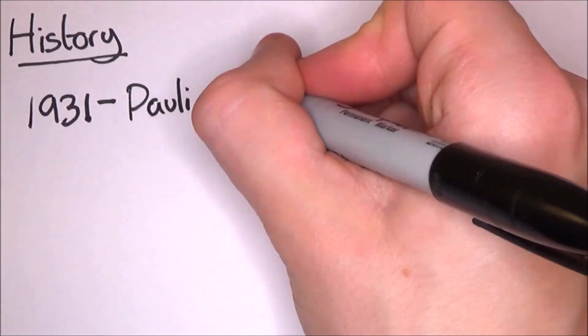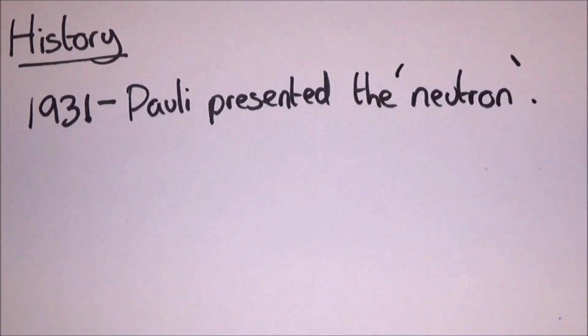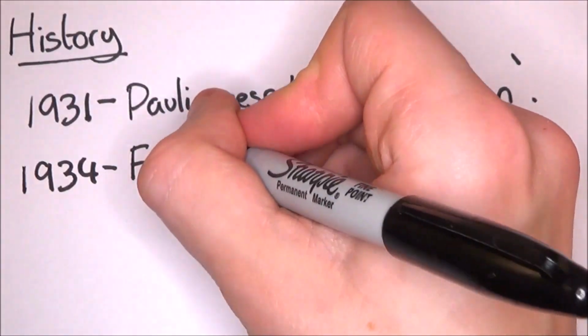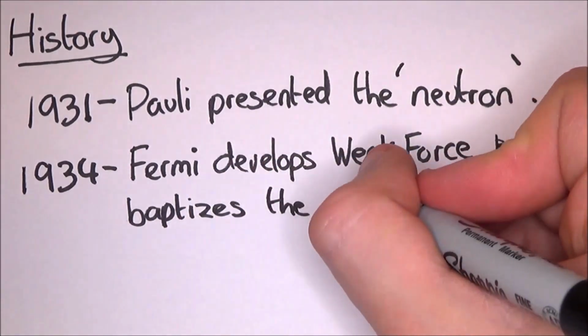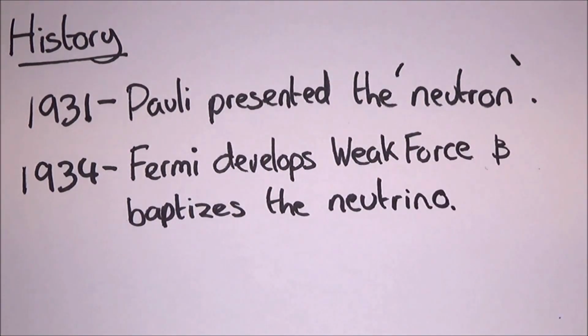Now for a little bit of history on neutrinos. In 1931, Pauli presented the hypothetical neutron particle. Notice how it was called a neutron to begin with; he is actually referring to a neutrino. Then in 1934, Fermi developed the theory of the weak interaction and baptized the neutrino, only because Fermi was Italian and added a little bit of an Italian twist to make it his own.